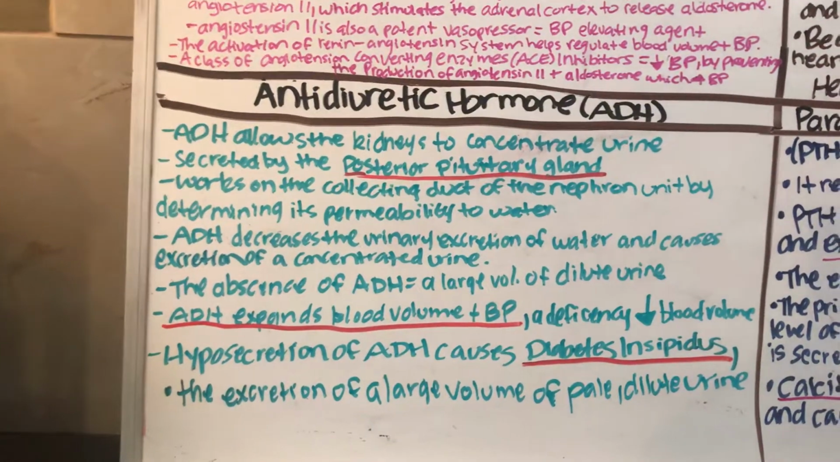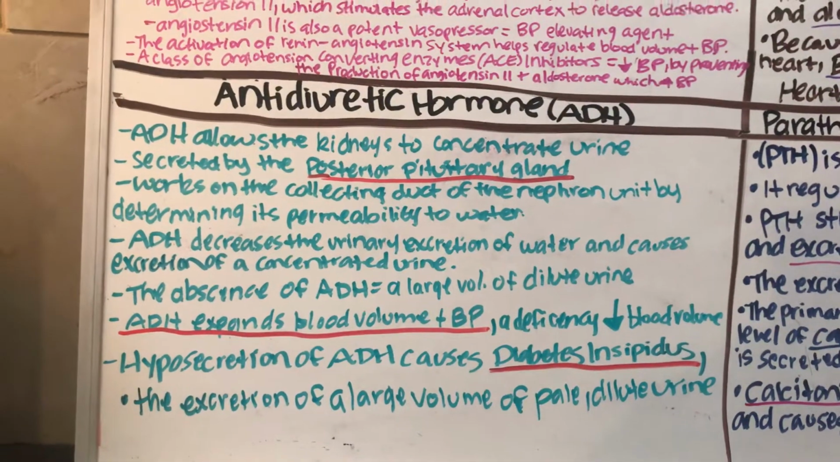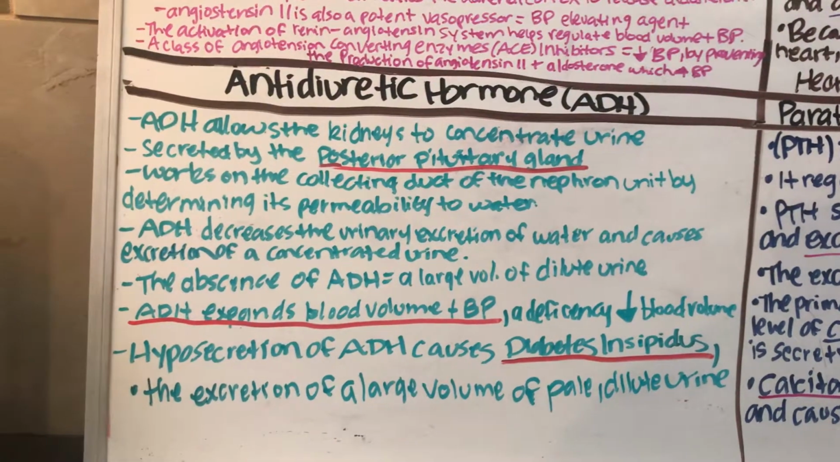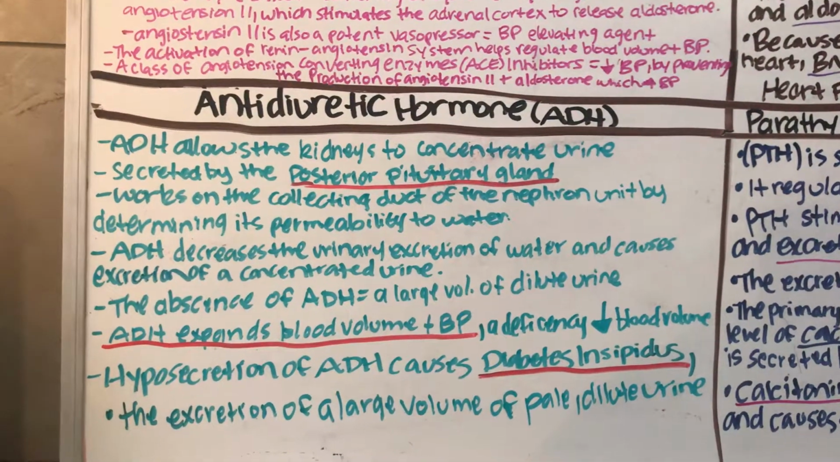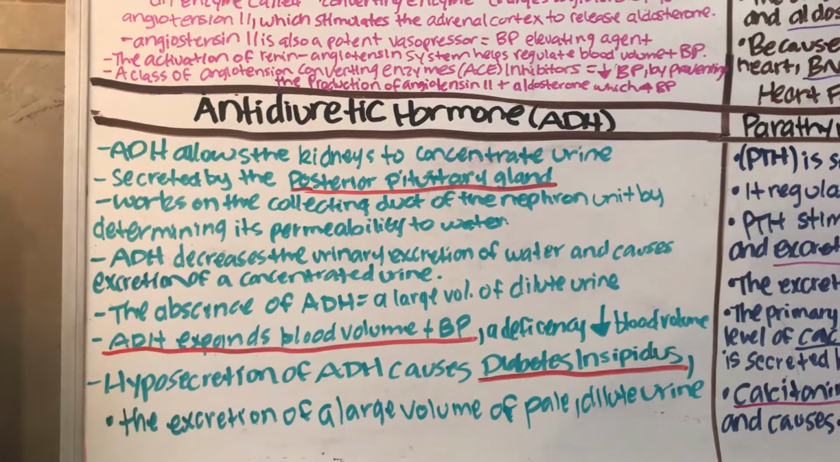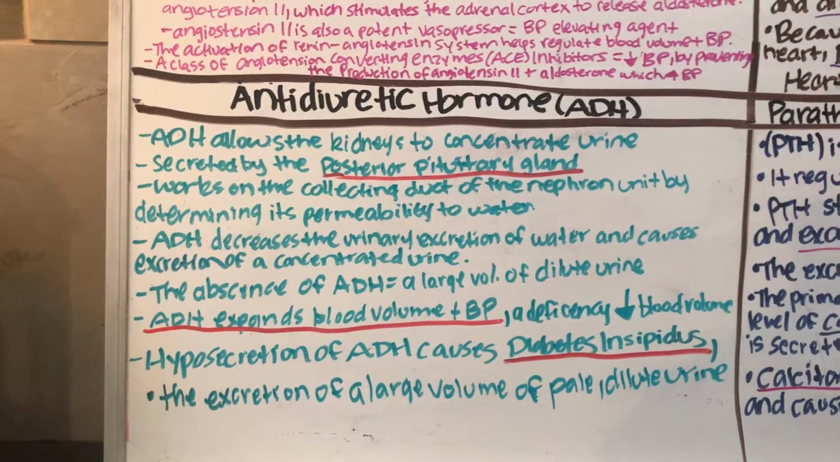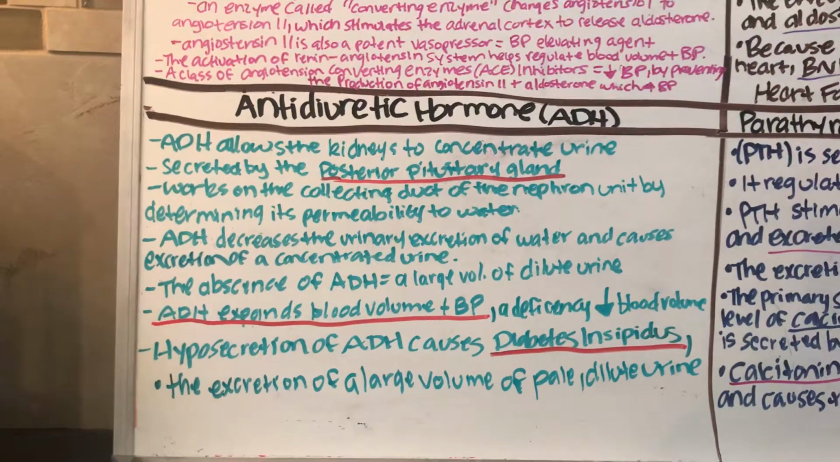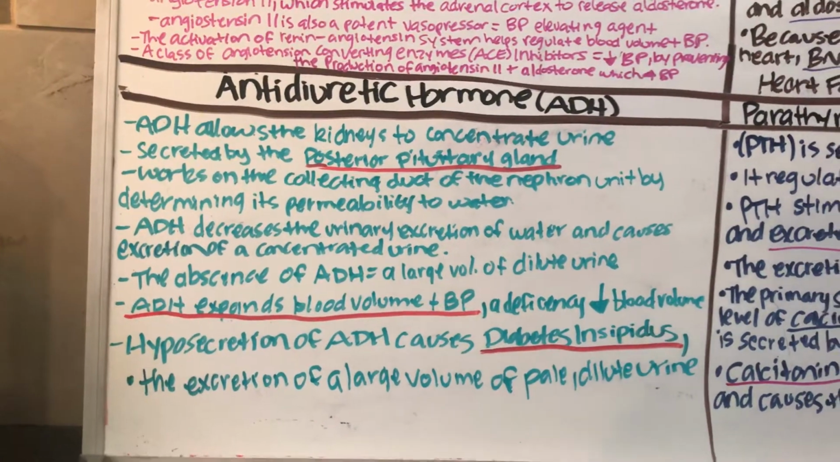In the absence of ADH, you're going to have a large volume of dilute urine. The ADH expands blood pressure and blood volume, and so if they're lacking it, they're going to have a decreased blood volume. The hyposecretion of ADH causes diabetes insipidus, which is the excretion of a large volume of pale, dilute urine.